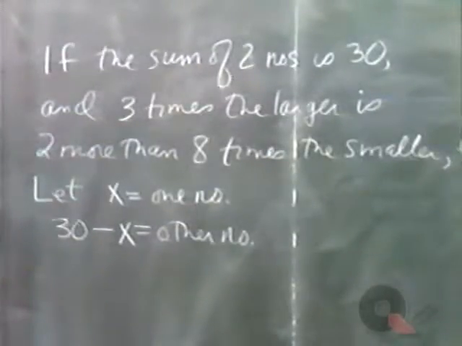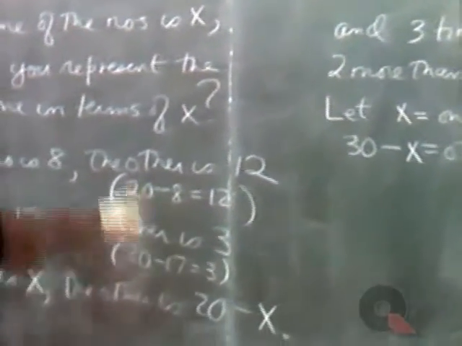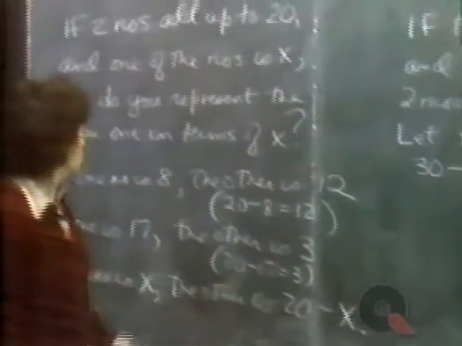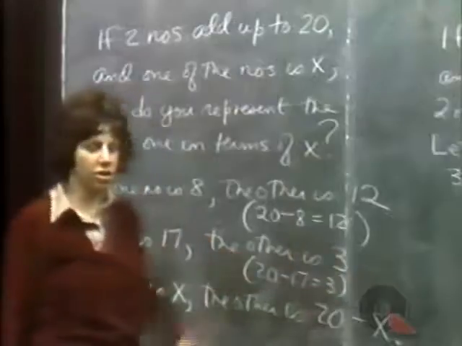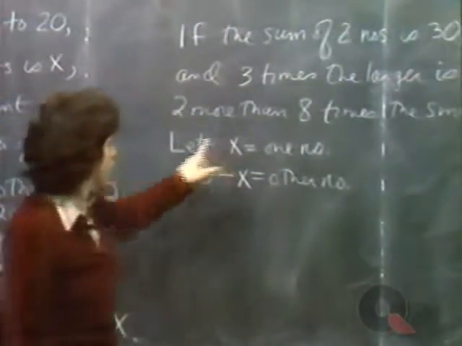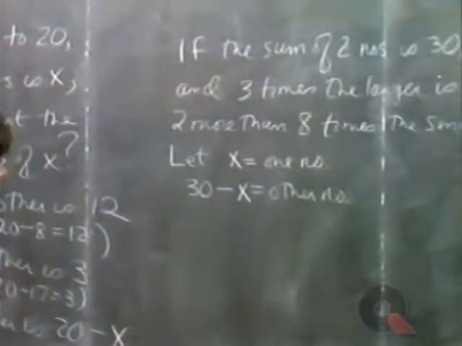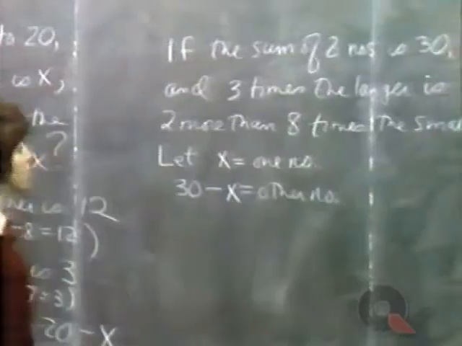Remember, if two numbers add up to 20, we let one be x and one 20 minus x. If we want two numbers to add up to 30, one is x and one is 30 minus x. Okay, now, x is one of the numbers, 30 minus x is the other number.